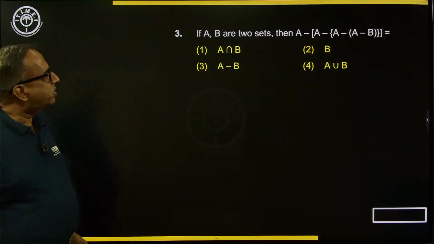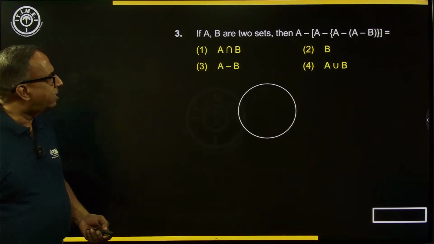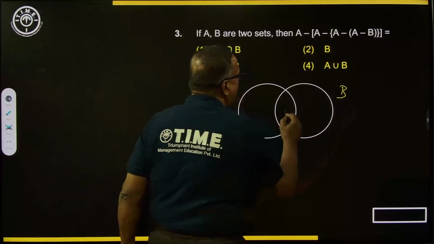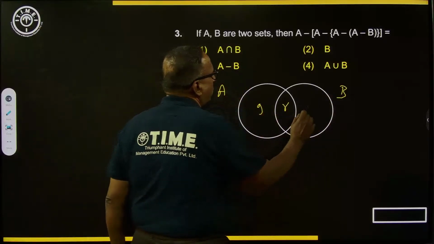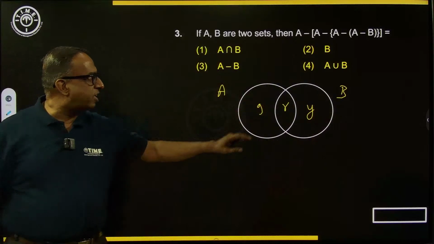A, B are 2 sets. What is A minus all this? Now that we know the technique, ఈసారి 2 sets రాసేద్దాం. A is here, B is here. So again, red, green, yellow. What is A and B? A is made of green, red. B is made of red and yellow.